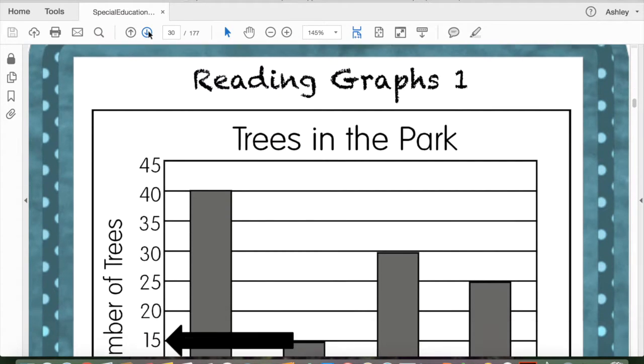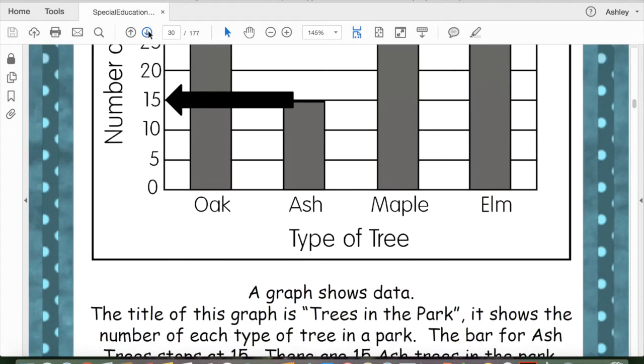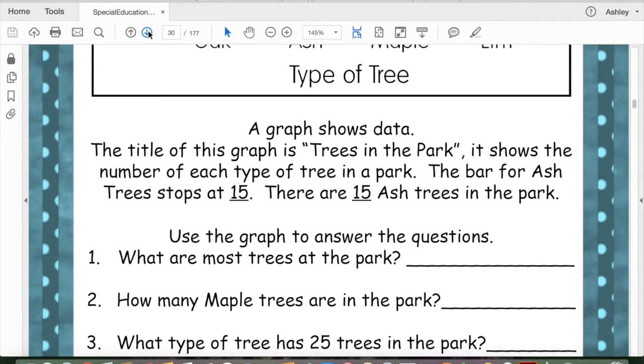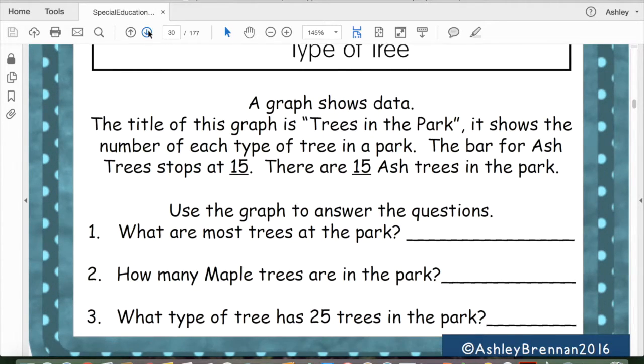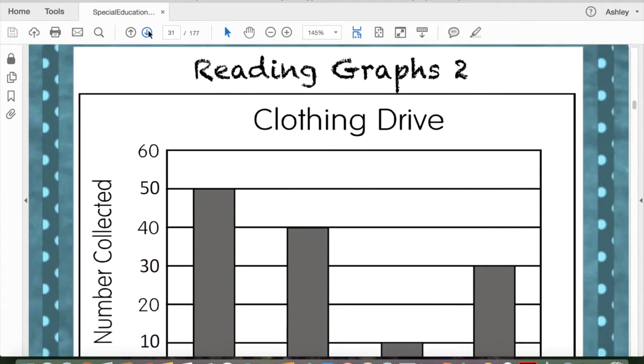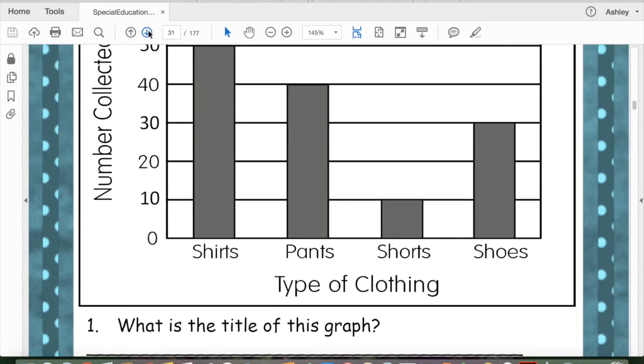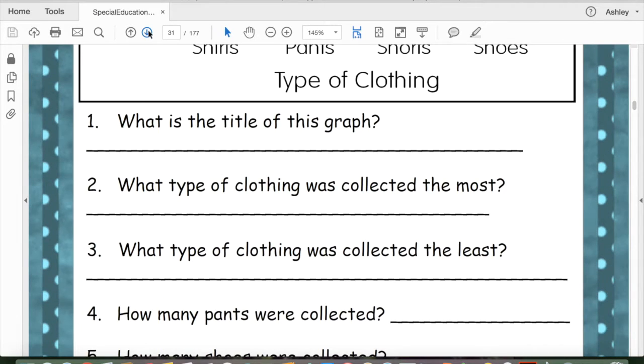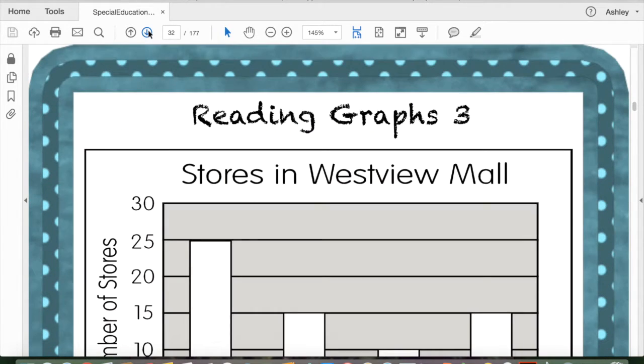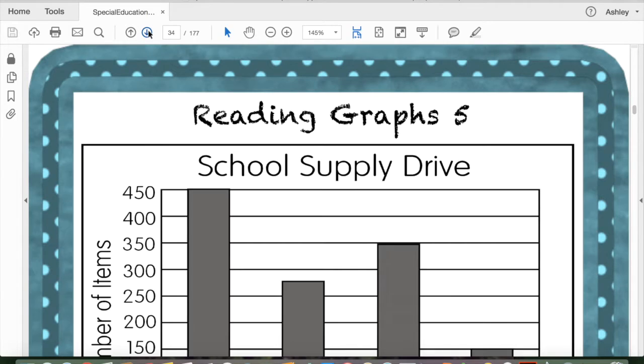Now we have reading graphs. So the graph shows data, gives you an example of what it is, what trees are in the park. The questions are like, what are most, what's least? They have to give different kinds of answers there, not just finding the number on the graph. So they're getting, what was collected the most, what was collected the least. I did 5 graph pages.